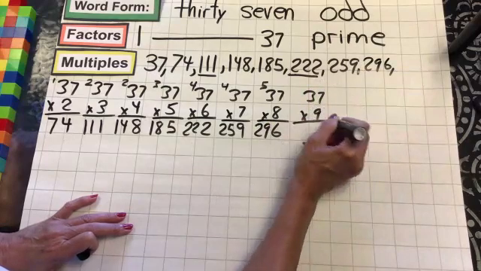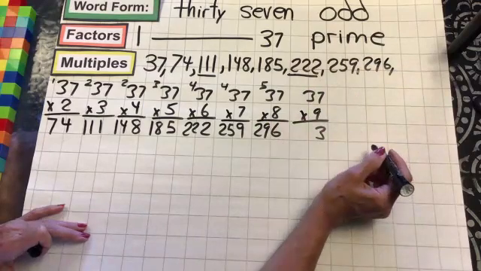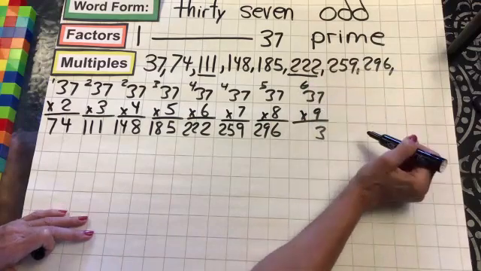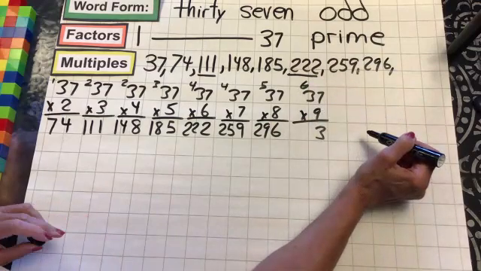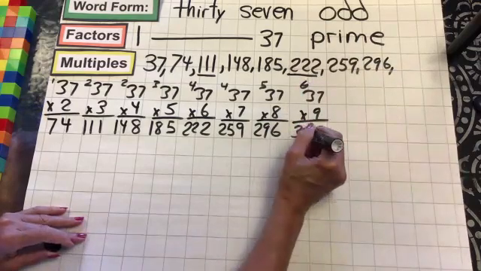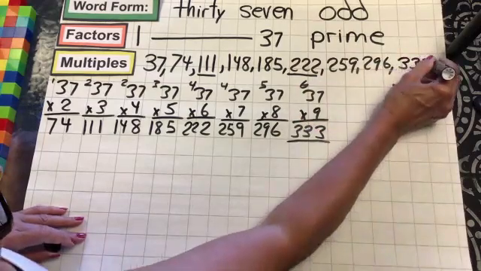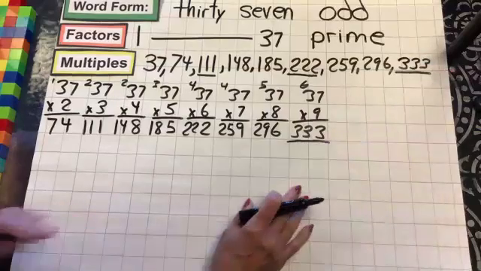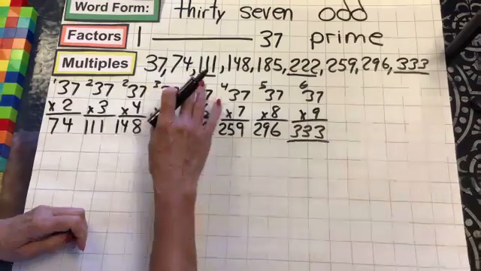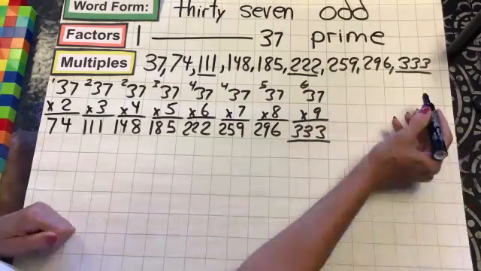9 times 37. 9 times 7 is 63. Drop the 3, carry the 6. 9 times 3 is 27, plus 6 is 33. Check it out. There we go. Our pattern. Every 3 multiples of 37 are going to be 1, 1, 1, 2, 2, 2, 3, 3, 3. Down the road would be 4, 4, 4.